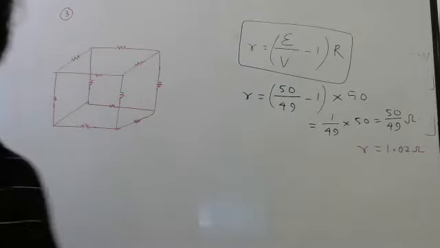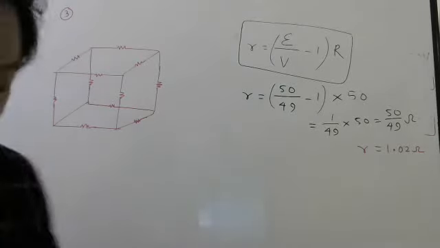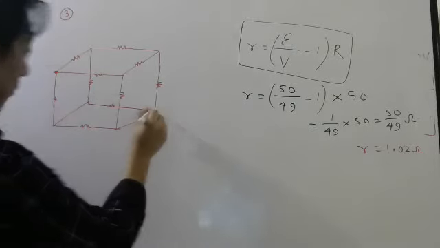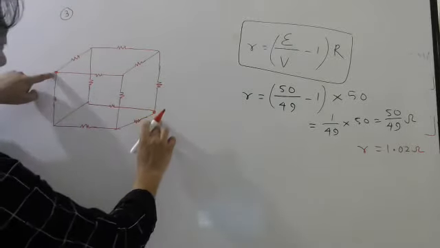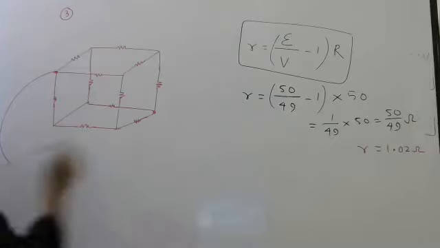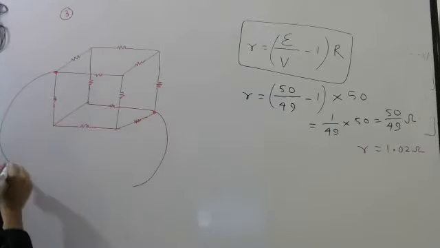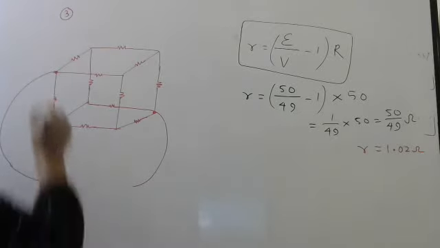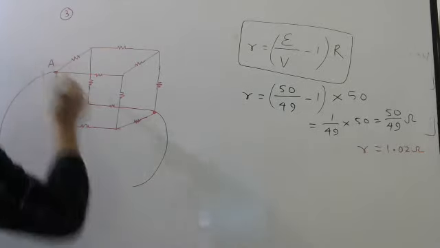So there are 12 resistors like this in a cube, and you have to find the equivalent resistance between the diagonally opposite terminals, between these two, A and B.